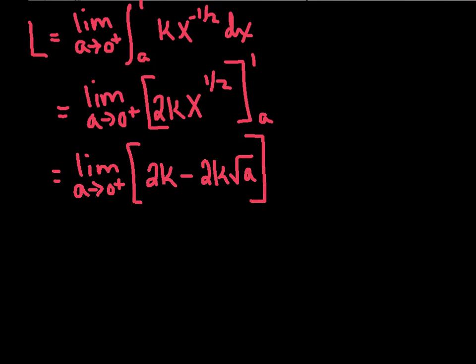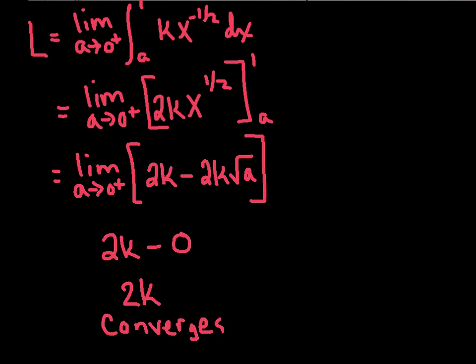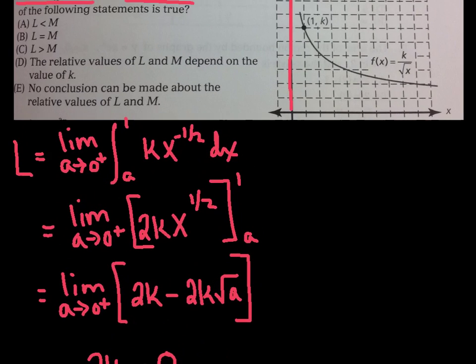So what happens as a gets closer to 0? That second term, the value of radical a, becomes 0 and gives me this. So what we're going to say is that k is obviously a constant, so we get a finite number. We're going to say that that first integral converges to a finite value of 2k. Now let's go attack the second one. I'm going to see if I can fit it in here side by side.